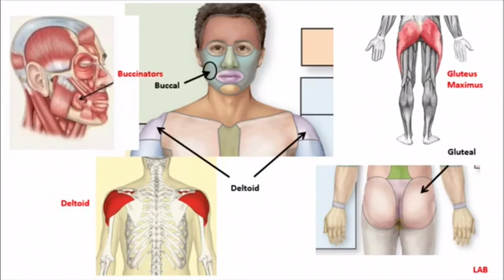The buccal region, this is the cheek. So the muscle that we have there is called the buccinator. You might have heard of a buccal swab.